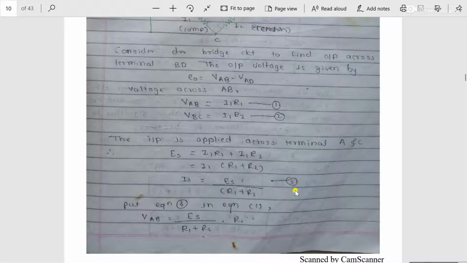So if I put this equation number 3 in equation number 1, I will get the voltage across terminal AB or voltage across the arm AB, that is V of AB is equal to, by putting the value of I1, ES upon R1 plus R2 into R1. So this is about the V of AB, and by rearranging the terms I have written the same value, that is V of AB is equal to ES in bracket R1 upon R1 plus R2. This is the equation number 4, and that equation number 4 represents the voltage developed across the terminal AB or voltage developed across the arm AB.